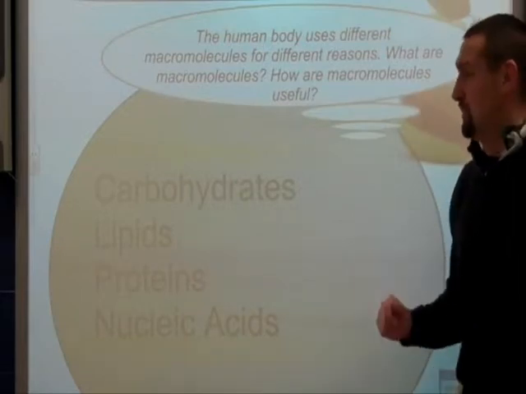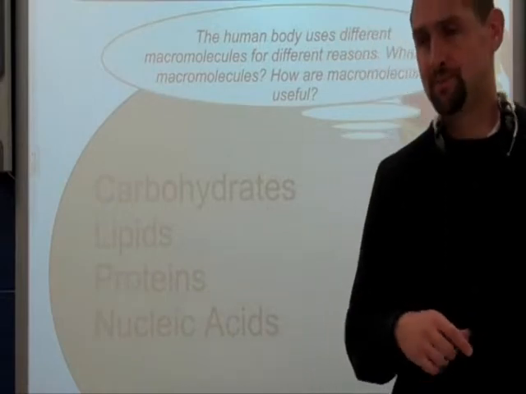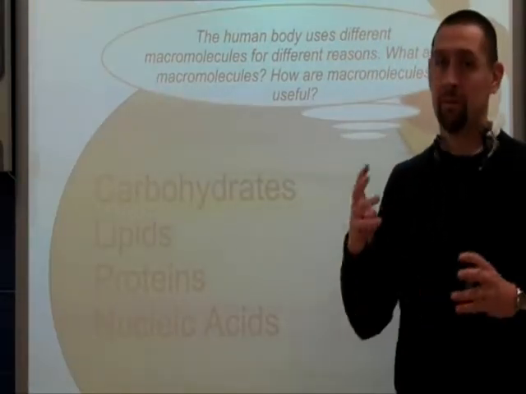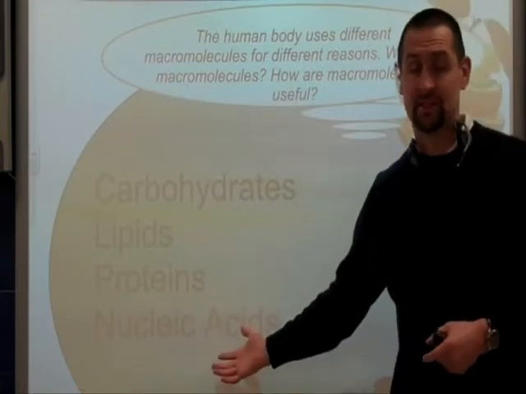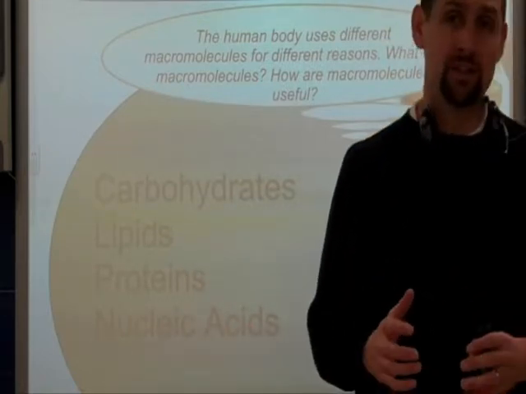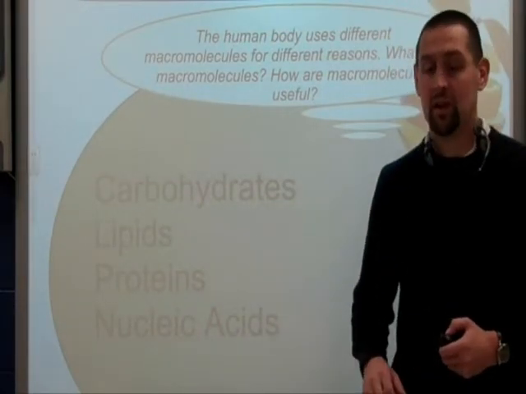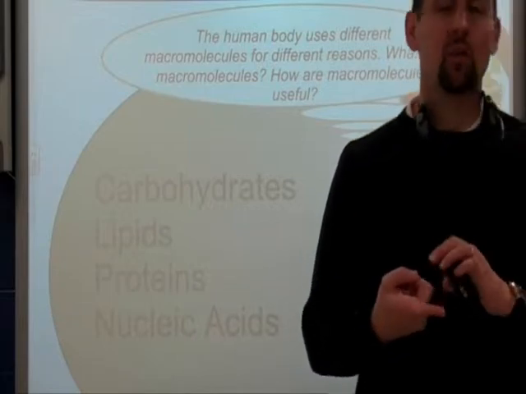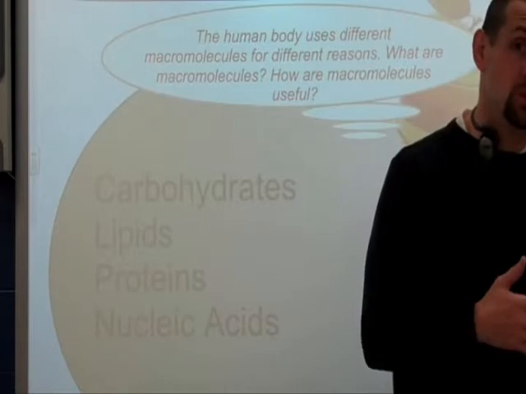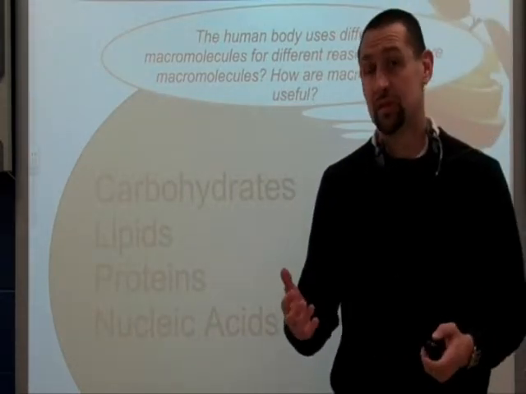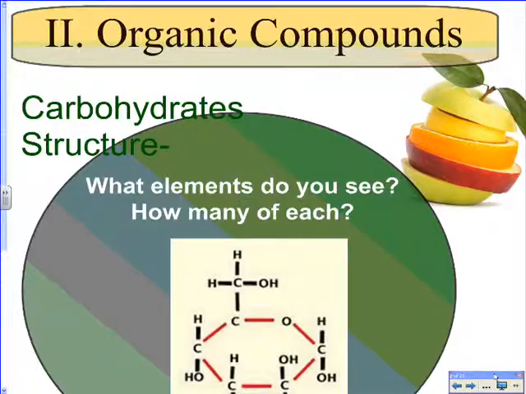So let's take a look at this first one. What are some macromolecules, especially that are important to the human body? We put them into 4 categories: carbohydrates, lipids, proteins, nucleic acids. And what I'll try to do is explain each one in order. As we look through each one, we'll try to see the structure, what it's made of, what it does, and how it is useful. So let's start with carbohydrates.